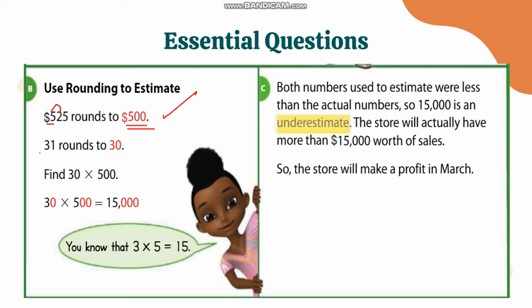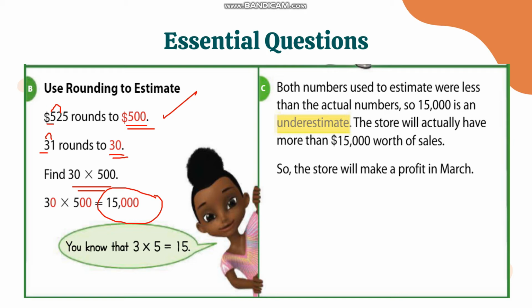And for 31, I'm going to round to the highest place value, which is 3. So 31 rounds to 30. So 500 multiplied by 30. So my answer is about 15,000, because you know that 3 multiplied by 5 is 15. Then you have 3 zeros. That's why the answer is 15,000.